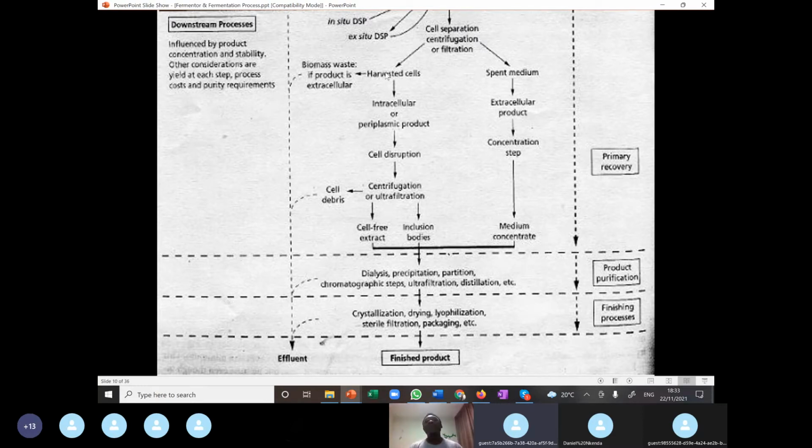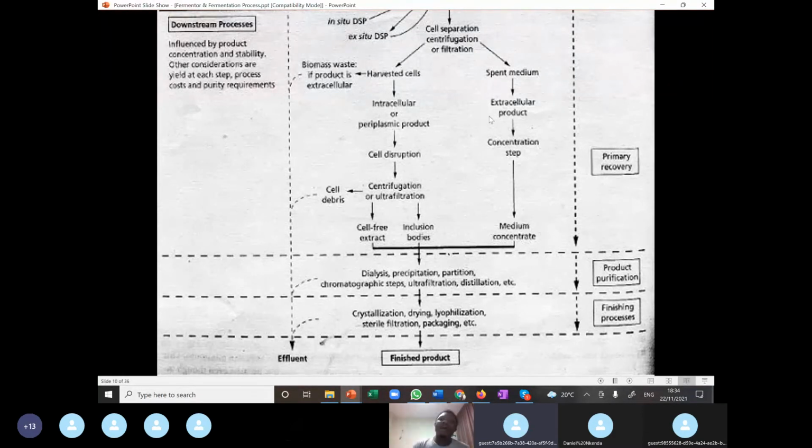Now, since our end product is not biomass, but an intracellular product, we need to disrupt the cell. We need to break down the cell. When we break down the cell, we are expecting that our end product now is going to be released. When the end product is released, we can centrifuge, remove the debris, and then have the end products ready for secondary purification, what we call product purification.